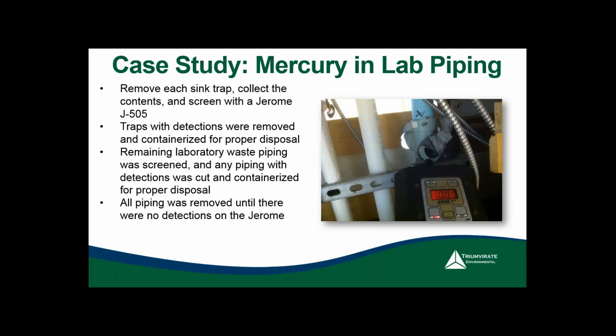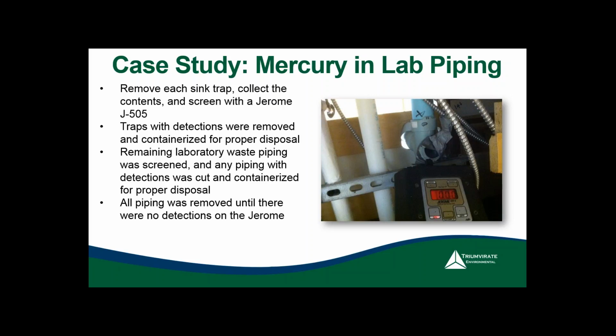So when it is identified either by laboratory analytical of wastewater, or it's identified with a mercury vapor meter, the typical remediation process is to remove each sink trap, collect the contents, and screen those contents. Traps that exhibit detections are removed and containerized for disposal along with the trap contents. And then remaining laboratory waste piping is screened, and any piping with detections is cut and containerized for proper disposal.